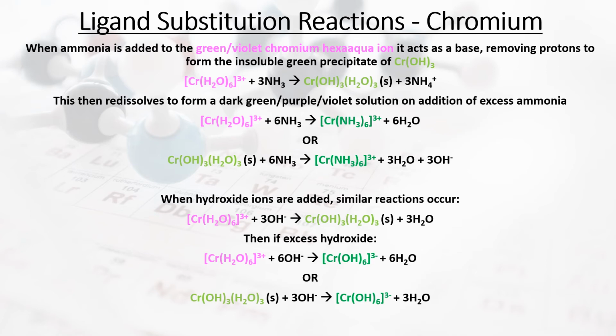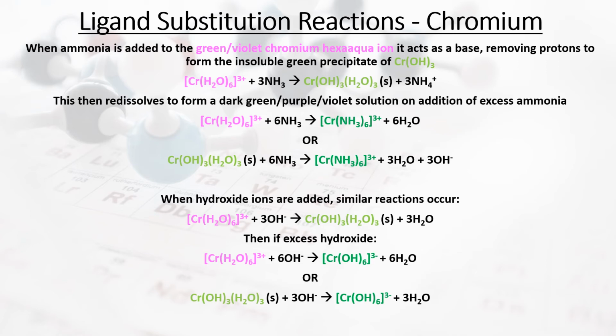And so again, as we've seen before, we can either write this equation as starting from the hexaaqua ion and going straight to adding excess or concentrated ammonia to make our dark green hexaammine complex, or we can go from adding a little bit of ammonia first to form our chromium hydroxide precipitate, that pale green precipitate, and then adding this excess ammonia in, we get the ligand substitution kicking off 3 waters, 3 hydroxides, and creating our chromium hexaammine dark green complex ion solution.